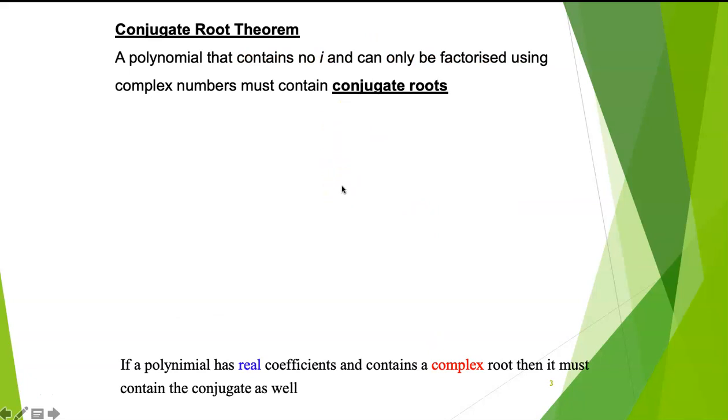Now let's take an example. So this one here, you've got the difference between two squares. Expanding that, you take the square root of the first component, the square root of the second component, and then you just say x plus 3, x minus 3. When you expand, you will get this.